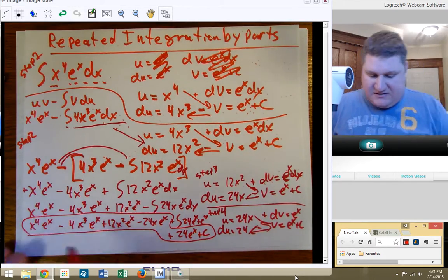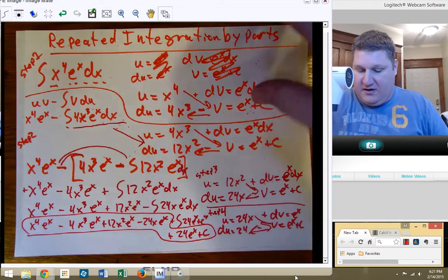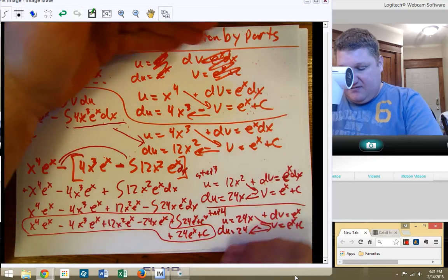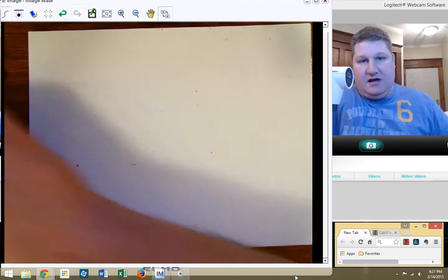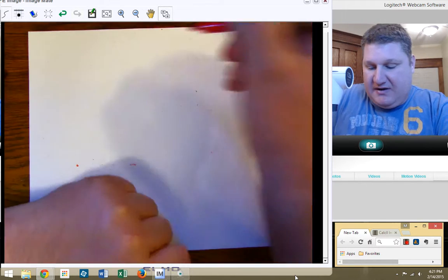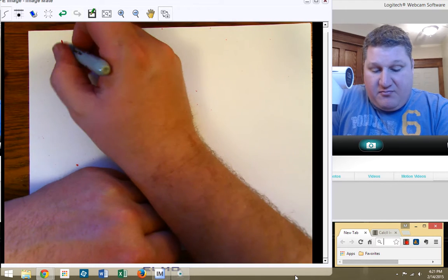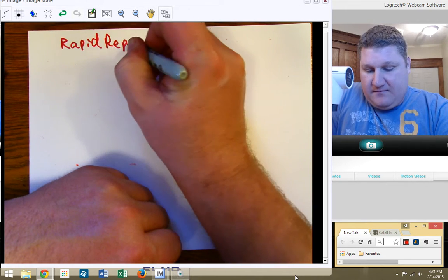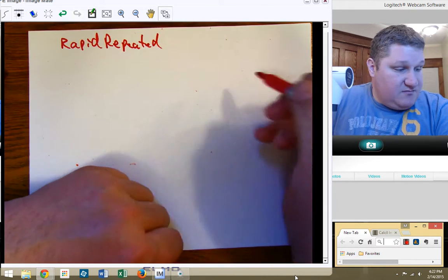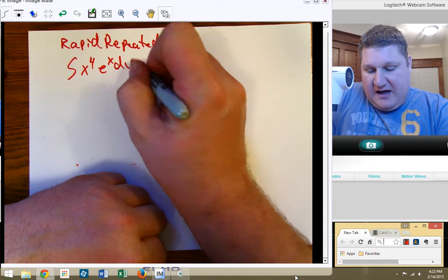But you'll notice I keep repeating the process over and over again. So there should be a way to take this large process and condense it down. And indeed there is. It's called rapid repeated integration by parts. So whereas we just did repeated integration by parts, we're going to do rapid repeated integration by parts. Integrate x to the 4th e to the x dx.